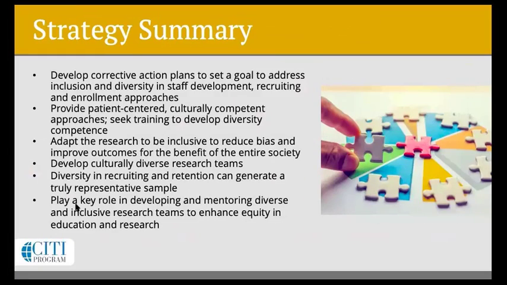So getting to the end here, think about, again, thinking back to the feasibility plan, developing corrective action plans to set specific goals to address inclusion and diversity issues, not only in staff development, but in recruiting and enrollment practices. Whenever possible, I really encourage you to take a patient-centered approach that's culturally competent. And again, with regard to debriefing, if you don't feel comfortable in a particular area, maybe have a discussion. Don't look at it as a personal deficit, but as a quality issue that can really improve the whole team.